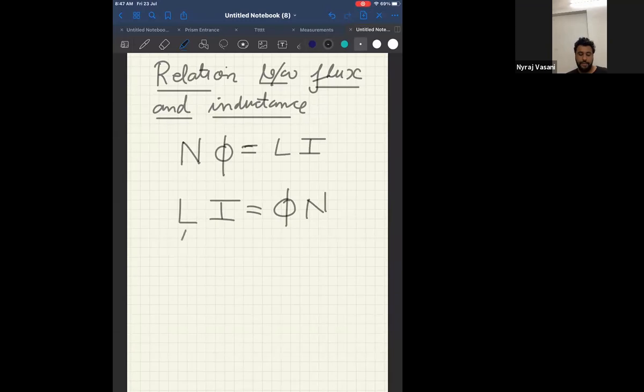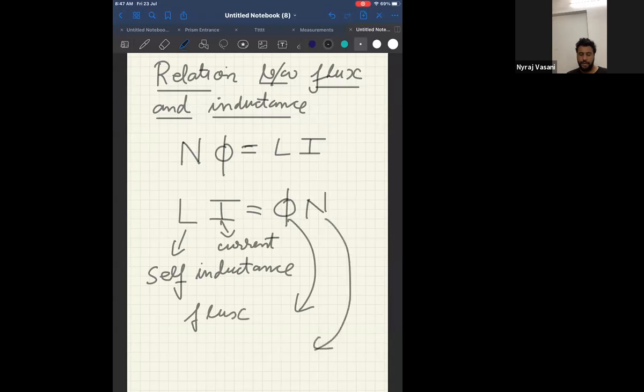Where L is the self-inductance, I is the current, phi is the flux, and N is number of turns. This is the relation between flux and inductance.